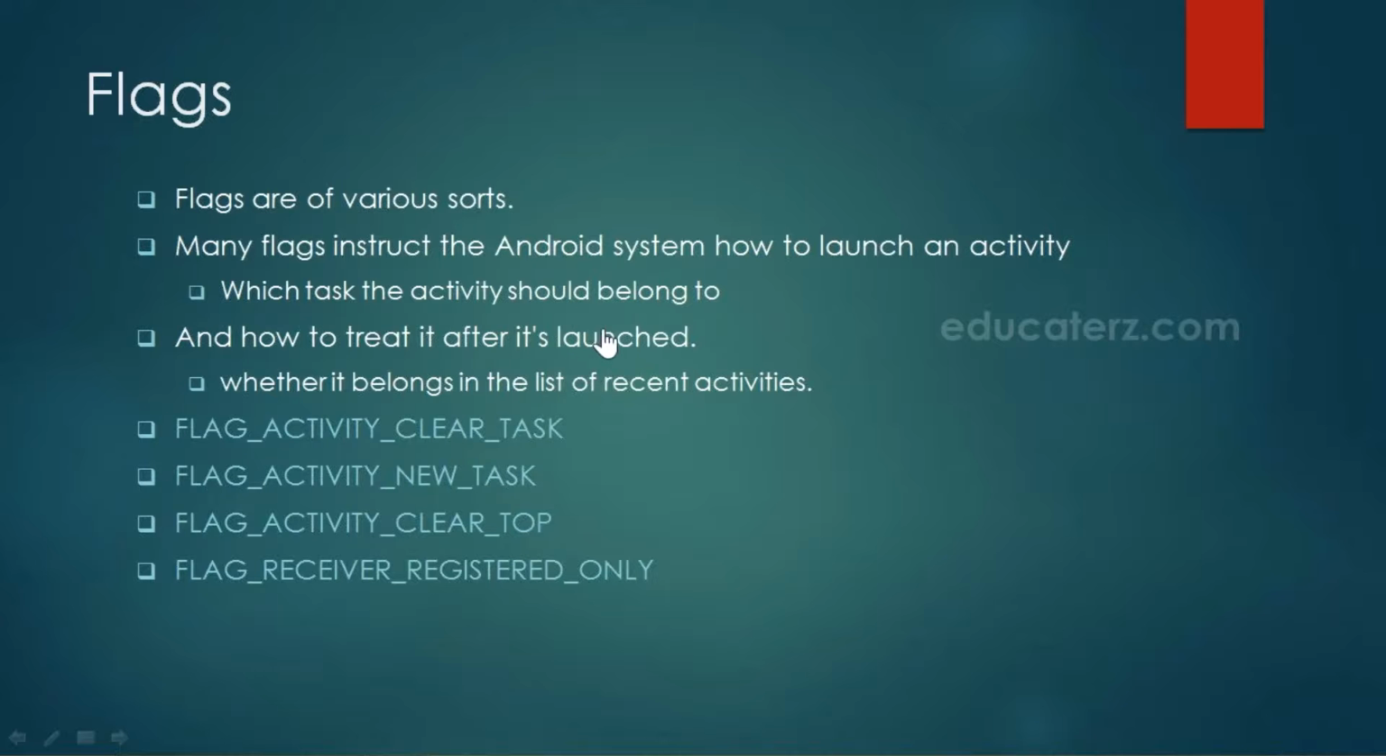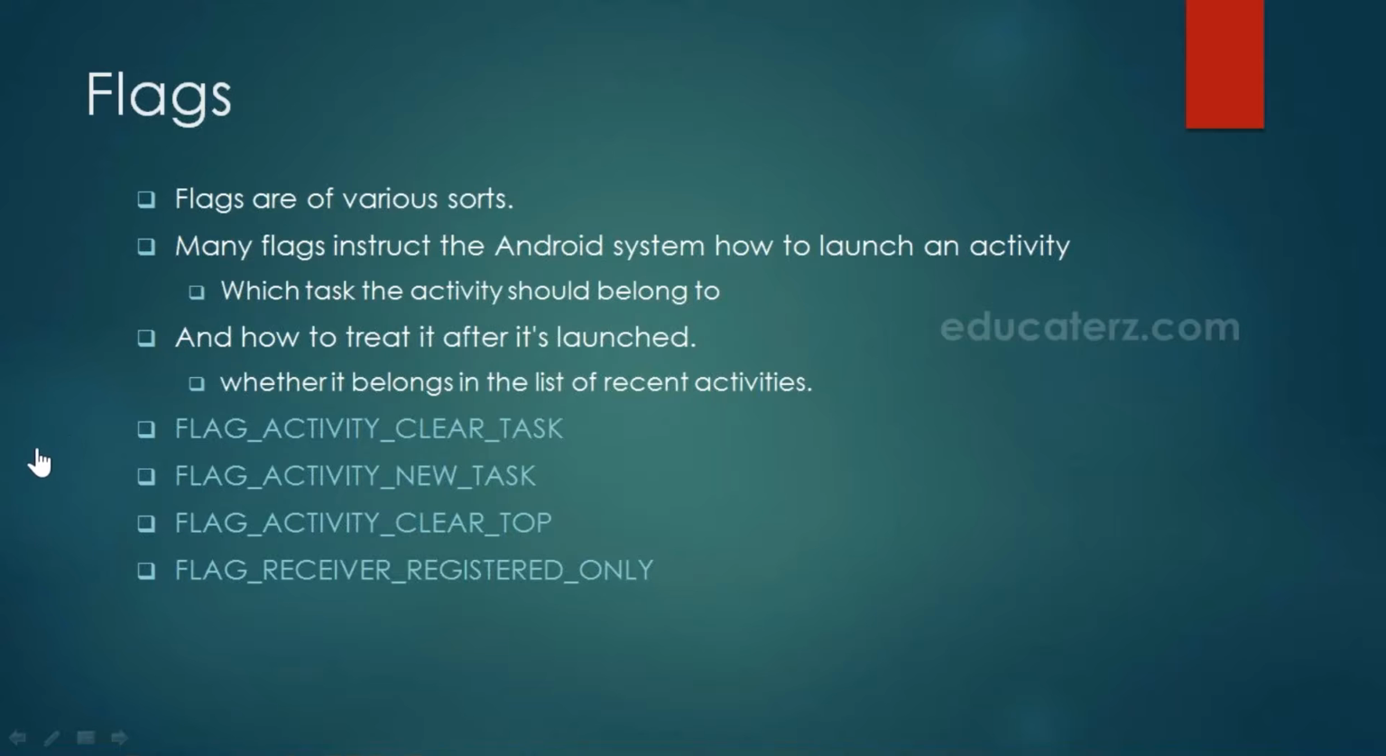Just assume that you have opened gmail.com and later you open facebook.com. If you go and check your recent apps, it is in the order of the most recent applications you have launched. The examples of constant values are like FLAG_ACTIVITY_CLEAR_TASK. FLAG is the prefix for all of your flags, and ACTIVITY is the prefix for the type of flag, an activity flag. If it is a broadcast receiver flag, it will be FLAG_RECEIVER, and then the value, like registered only, clear top, new task or something like that. So this is all about your intent objects.